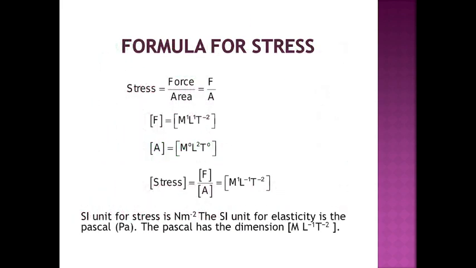Then the formula for stress goes like this: force by area. Then we can write the dimensional formula. Once we know the dimensional formula for force and area, the SI unit for stress is Newton per meter square, which we can also call Pascal. The Pascal has the dimension of mass, length and time: M to the power 1, L to the power minus 1, T to the power minus 2. This is the dimensional formula for stress.